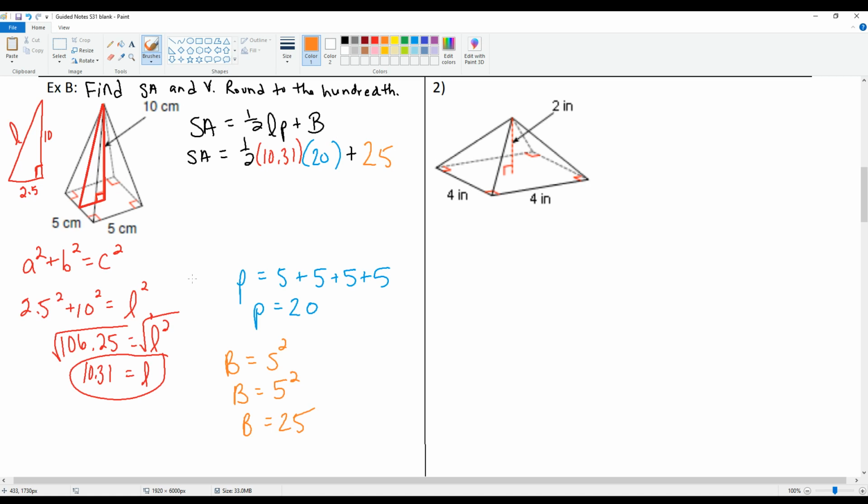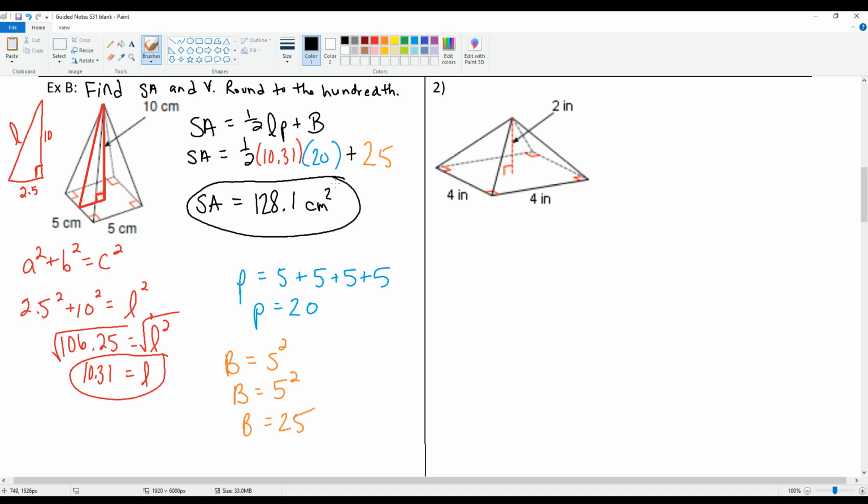When I plug this into my calculator, I take 1/2 times 10.31 times 20, get the answer for that, and then add 25. I get 128.1. Because this is a surface area problem, the unit will be units squared, so it's going to be square centimeters, or centimeters squared. So that's the surface area.